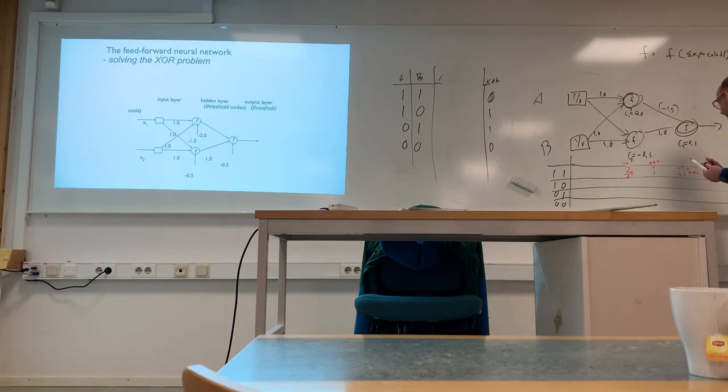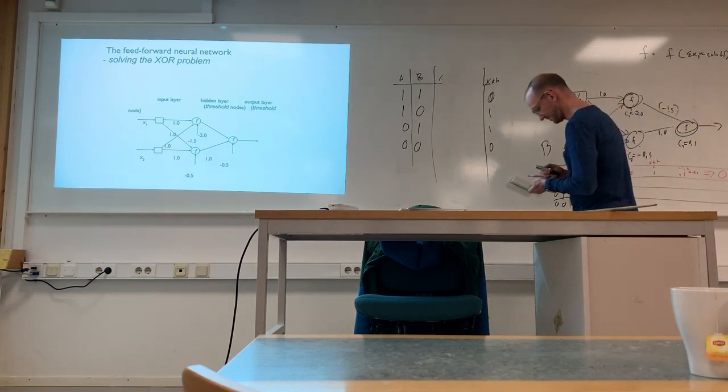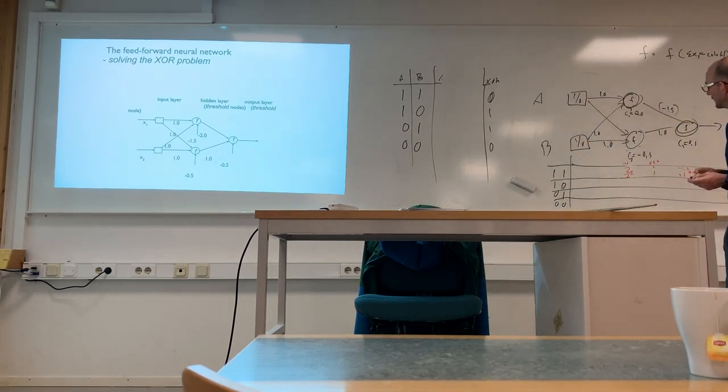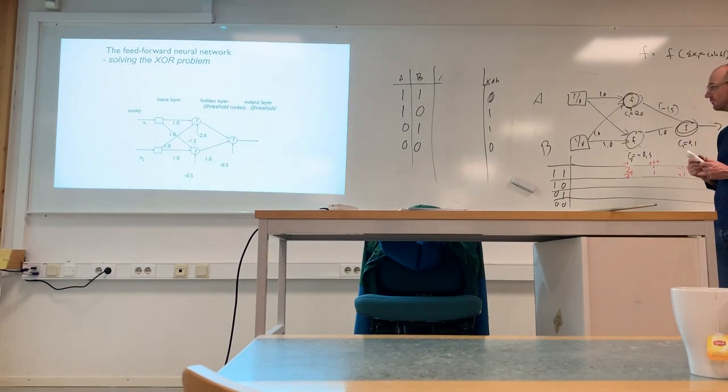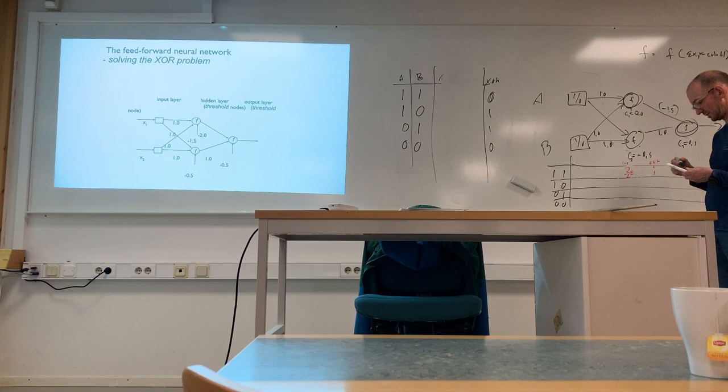So 0.5 minus 0.5, that means that the output here will be 0. Minus 1.5 minus 0.5 is the last one. If you take the next layer, the input of these two layers will be 1. Input is red in both layers.